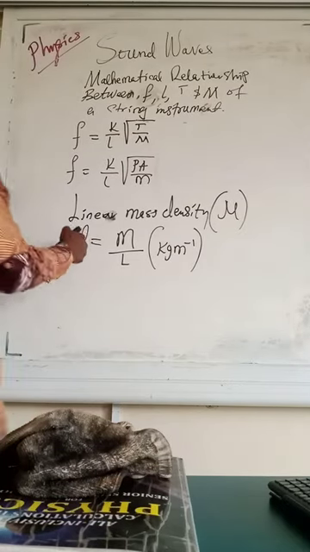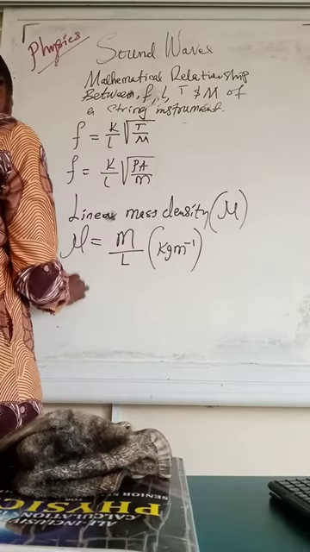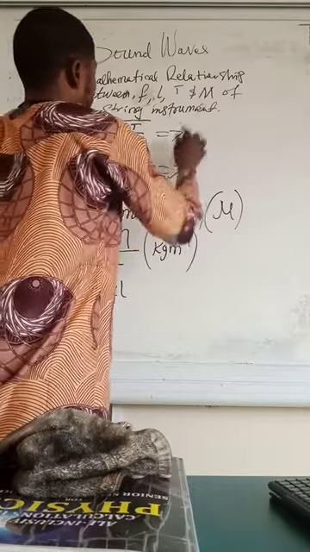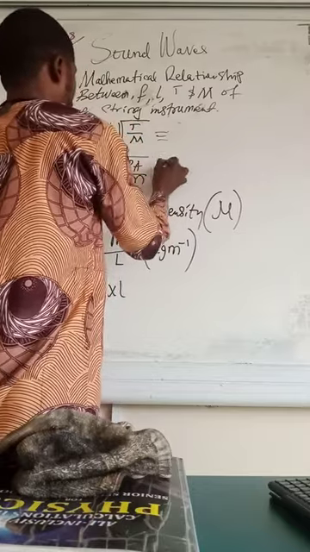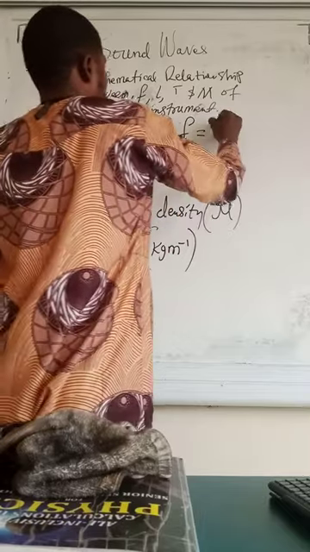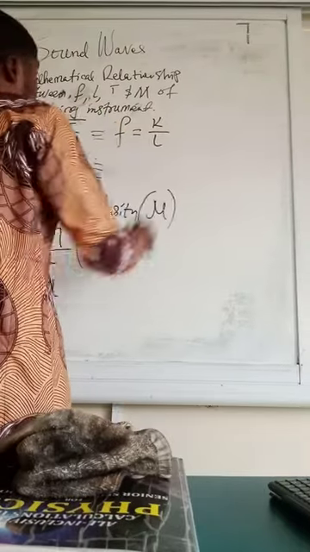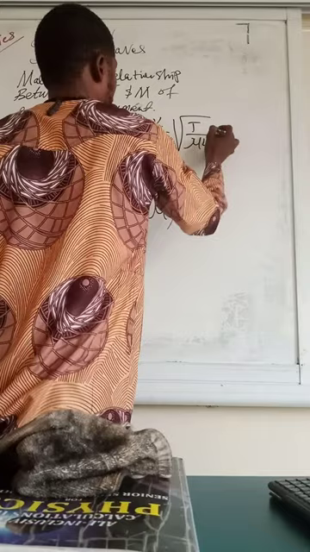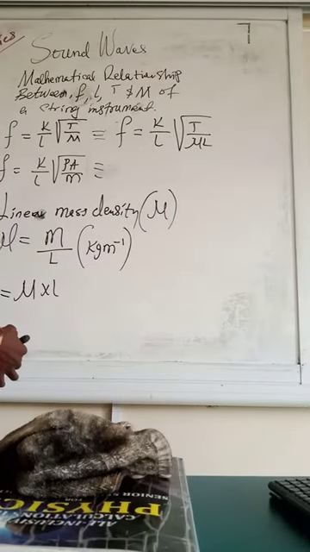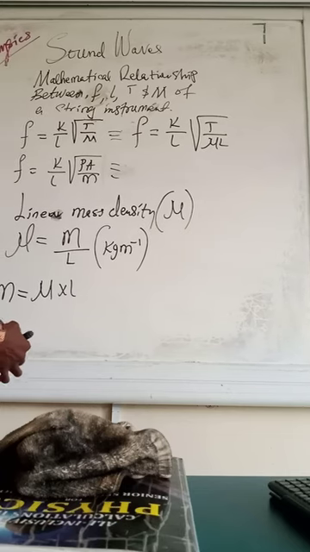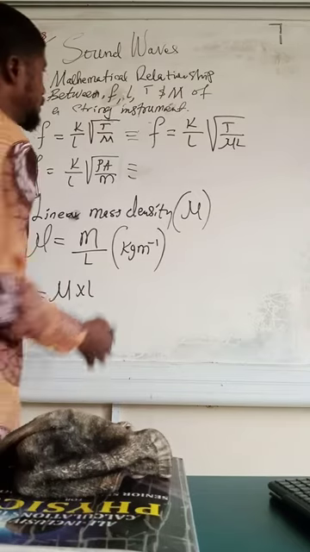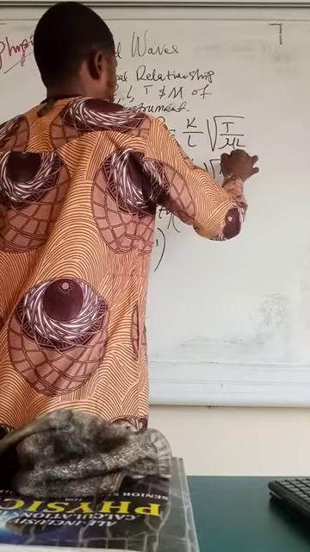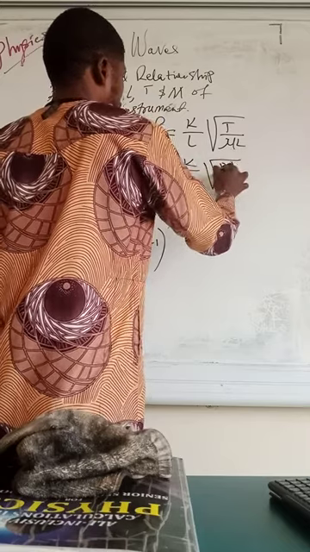So if linear mass density is mass per unit length, it means that mass is equal to linear mass density times length. So this equation can be written as F is equal to K all over L, the root of T all over mu L, where mu is called the linear mass density. Let's put this again: F is equal to K all over L, the root of pressure times area all over mu L.